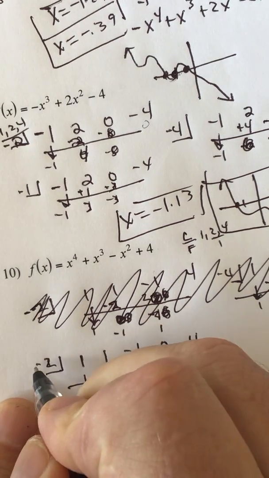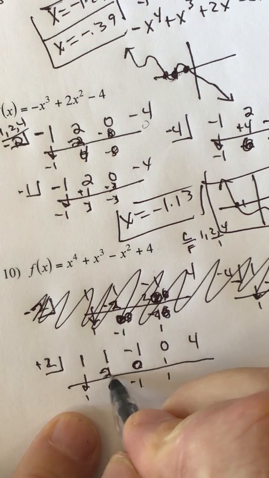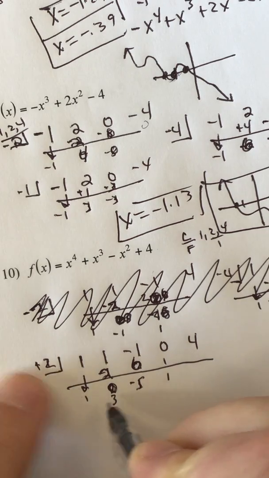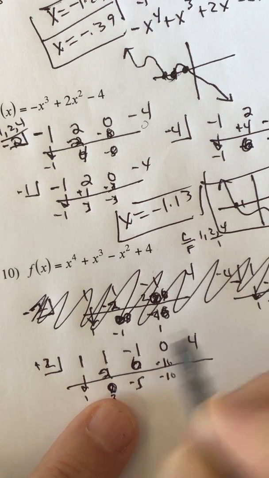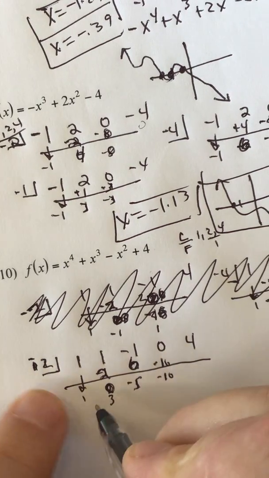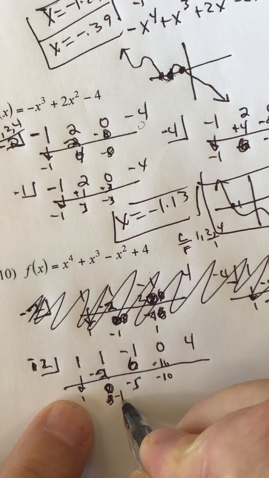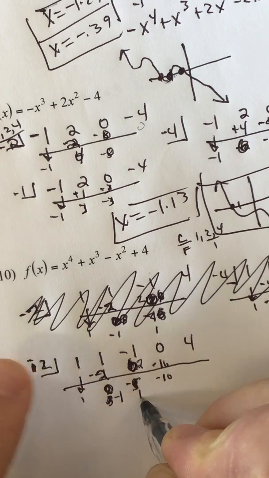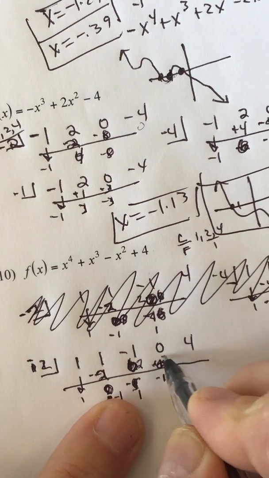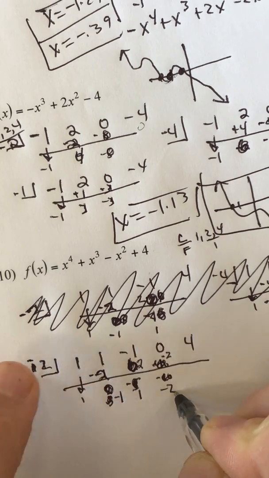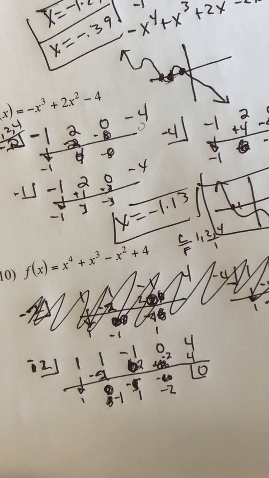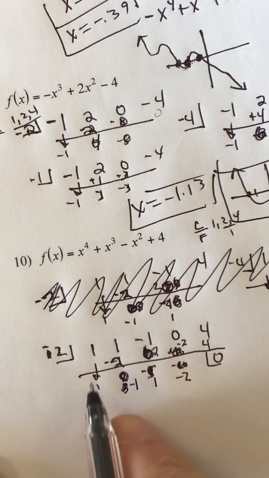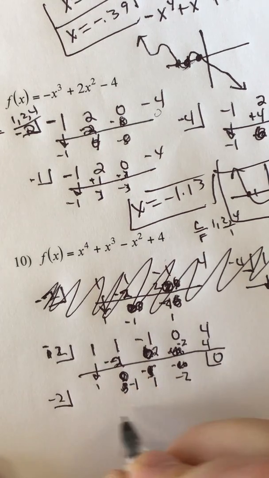Let's go to 2. We'll try +2 first. 2 times 1 is 2, adds to 3. 2 times 3 is 6, adds to -5. 2 times -5 is -10. Okay, that didn't work. -2. -2 times 1 is -2, adds to -1. -2 times -1 is 2, adds to 1. -2 times 1 is -2, adds to -2. -2 times -2 is 4. So we found one. Okay, it was a fourth. Now I'm going to get down to the third, so I'm going to try -2 again.